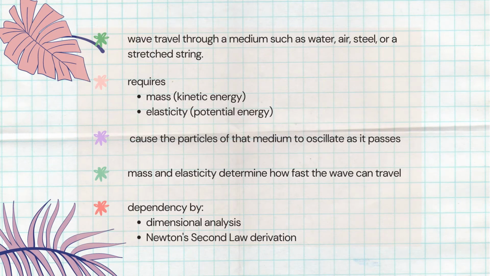A wave travels through a medium such as water, air, steel, or a stretched string. The wave requires kinetic energy and potential energy to cause the particles of that medium to oscillate. So, the mass refers to the kinetic energy and elasticity refers to the potential energy of the string. Thus, the mass and elasticity determine how fast the wave can travel. Here, we find that dependency by making dimensional analysis and derivation from Newton's second law.